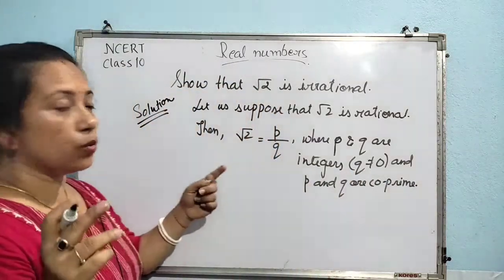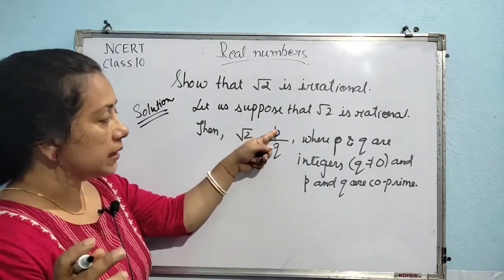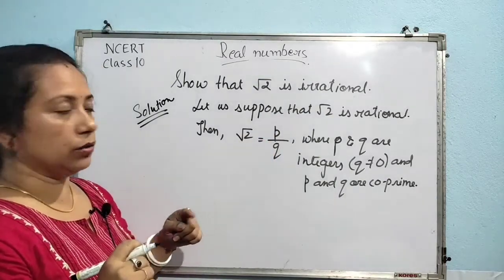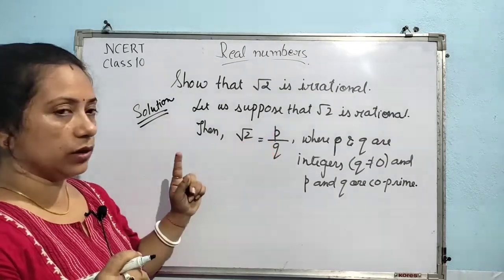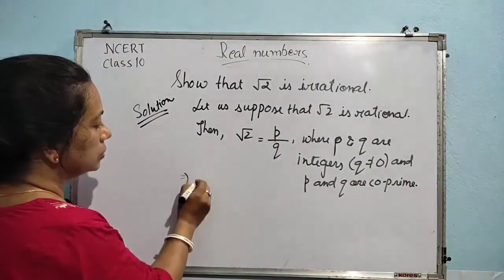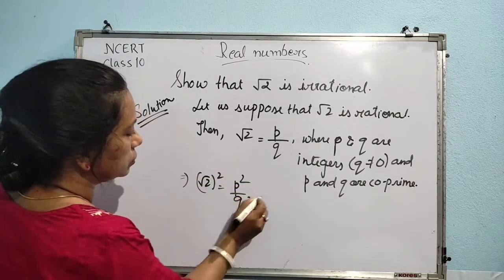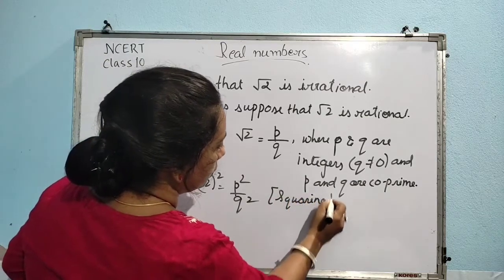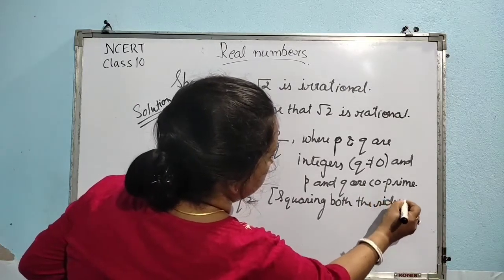Now what is co-prime? Co-prime means these two numbers don't share any common factor other than 1. They will not have any prime factor common to both of them, okay, clear? So we are considering that p and q are co-prime. The next step, we will be squaring both the sides. So you need to write here: squaring both the sides.